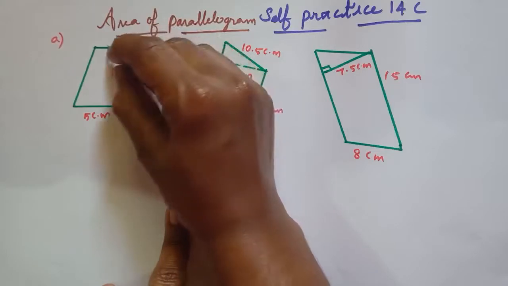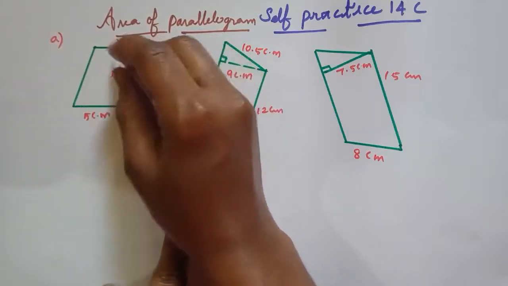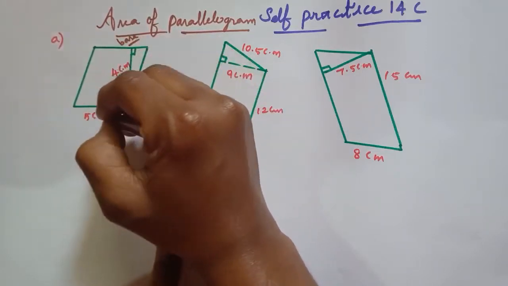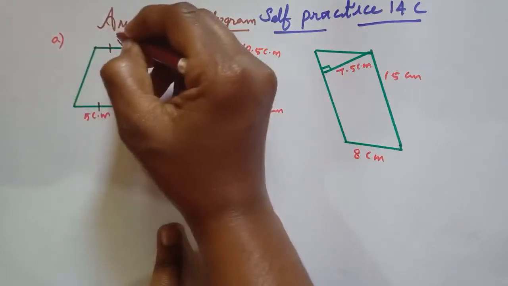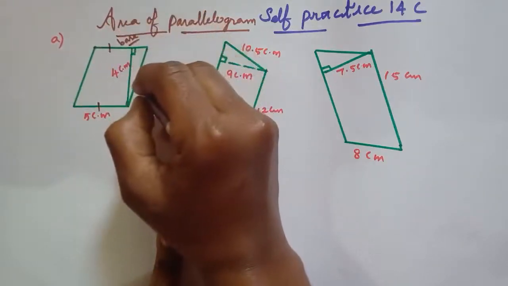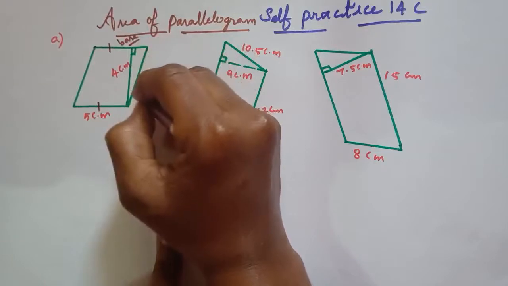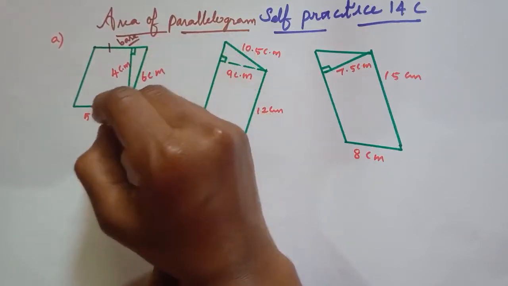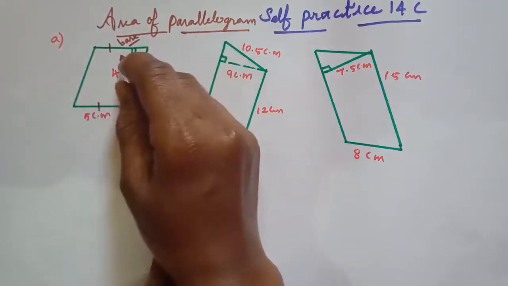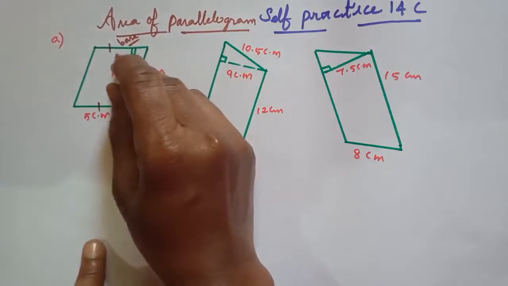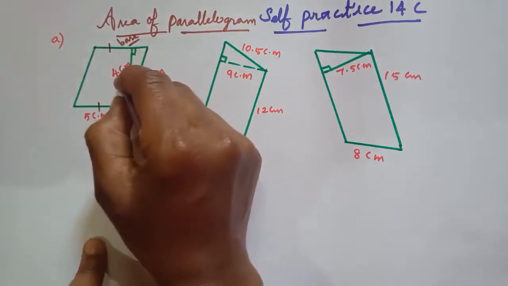So what is this length? In a parallelogram opposite sides are equal, right? So this is 5 centimeter, then this will be 5 centimeter. So you need not take this side length. Is it clear? So you should take the side length 5 centimeter. Then base is equal to 5 centimeter. Then height is equal to 4 centimeter.